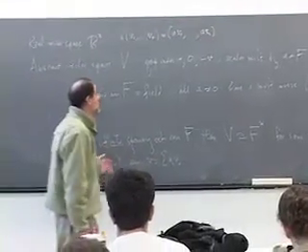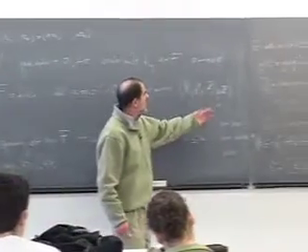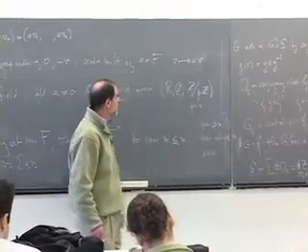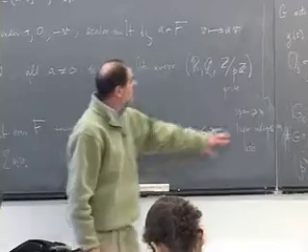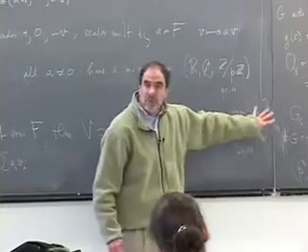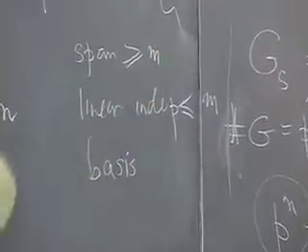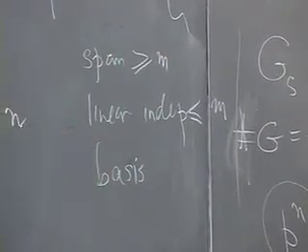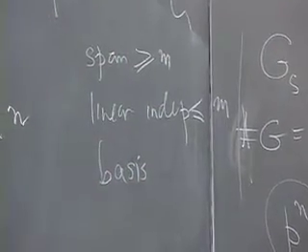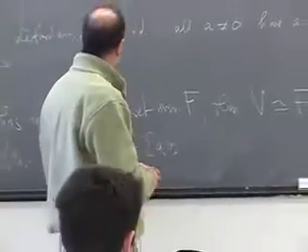So review the definitions of span, linear independence, basis. Know that bases have the same number of elements. I won't ask you to review all the linear algebra to prove this. But you should know at least that a spanning set has more elements than a basis. You should be able to identify linearly independent sets. You have to. Yeah, exactly.